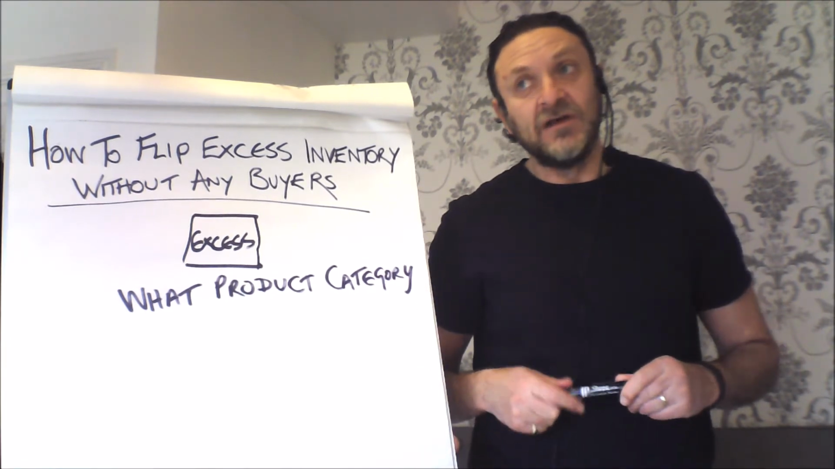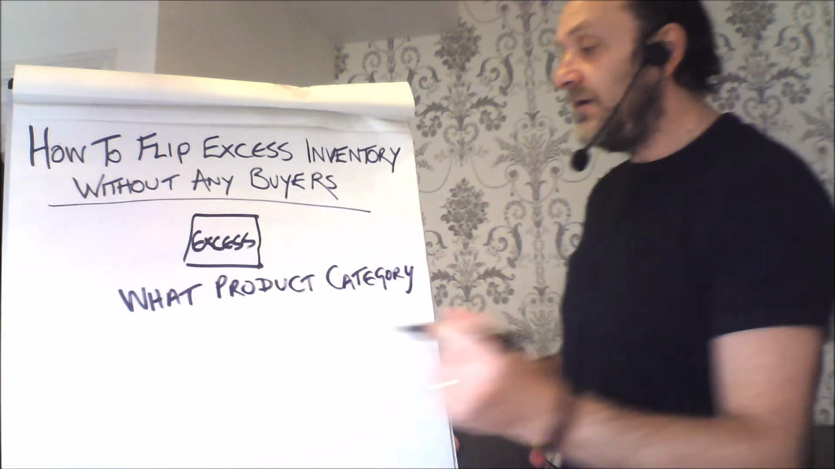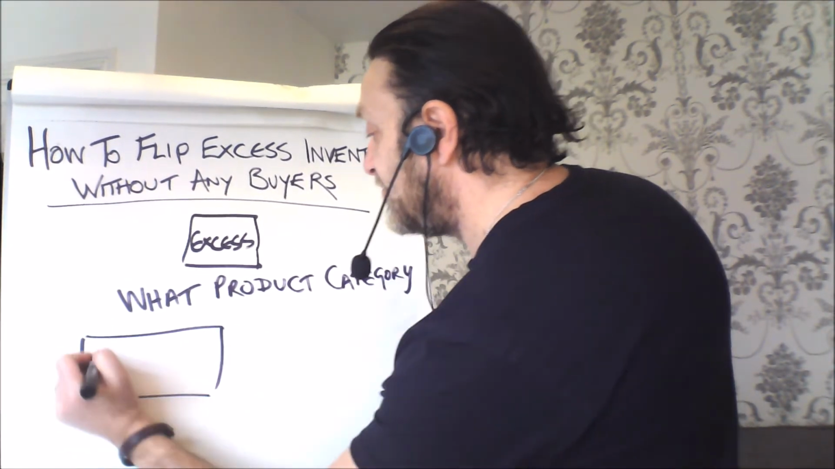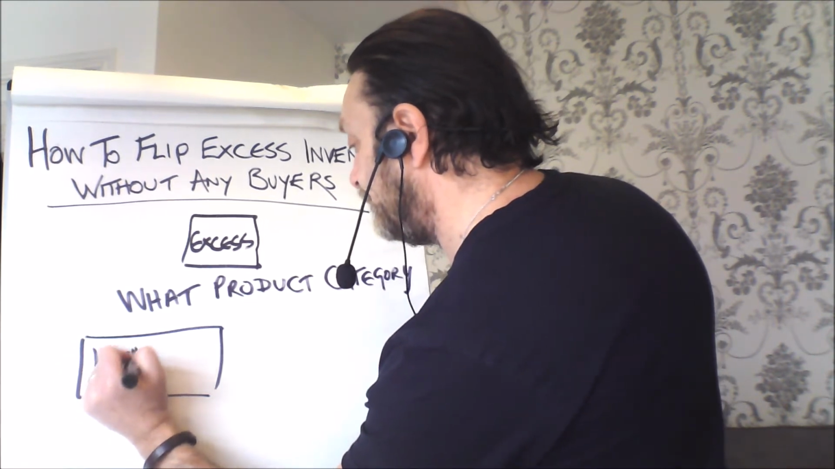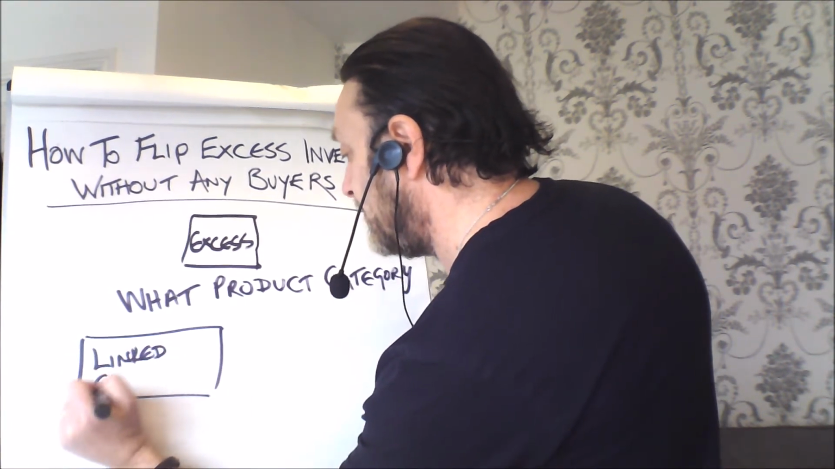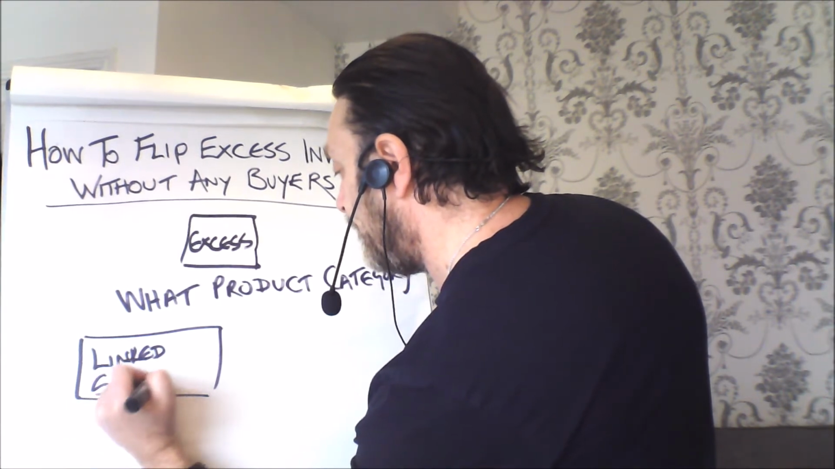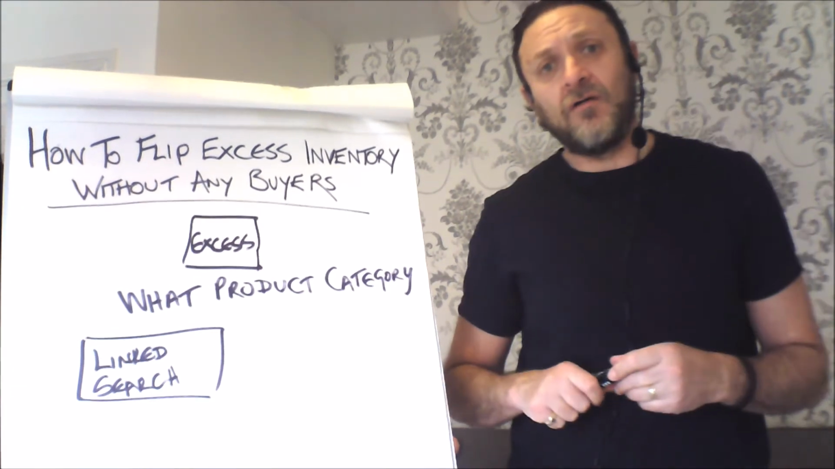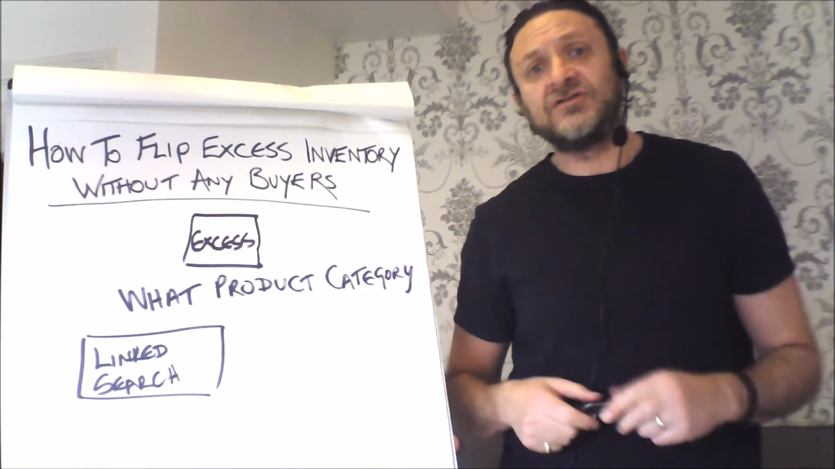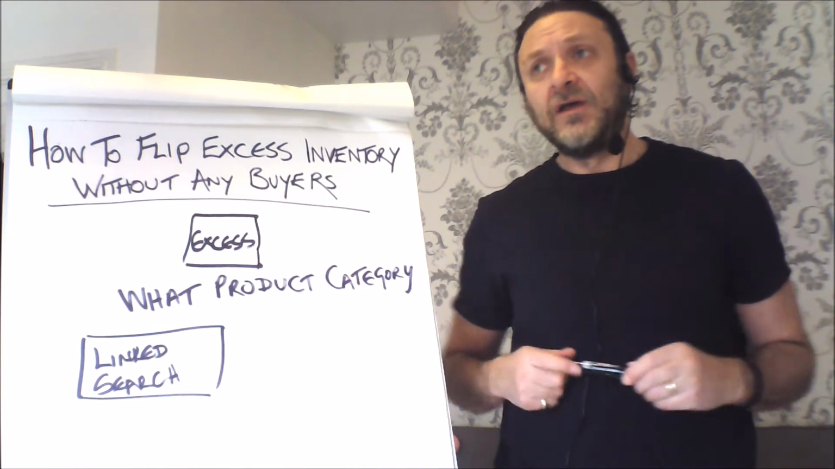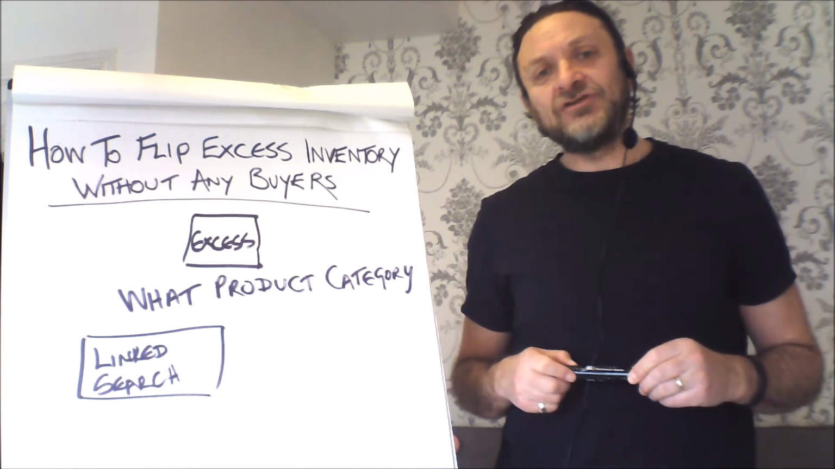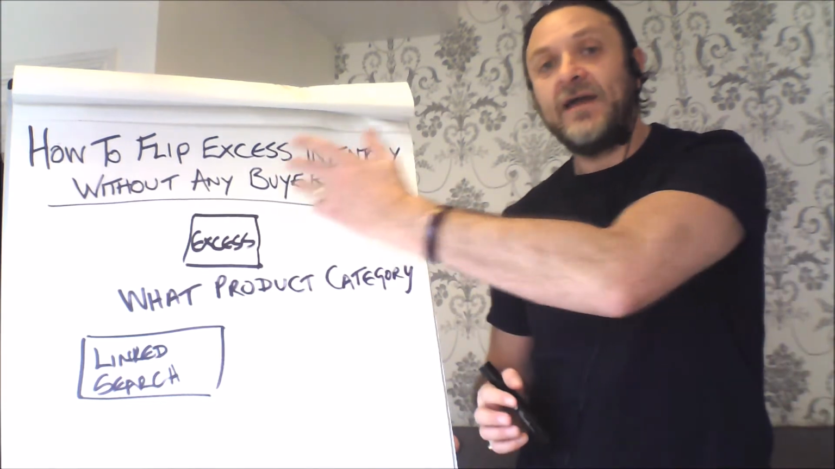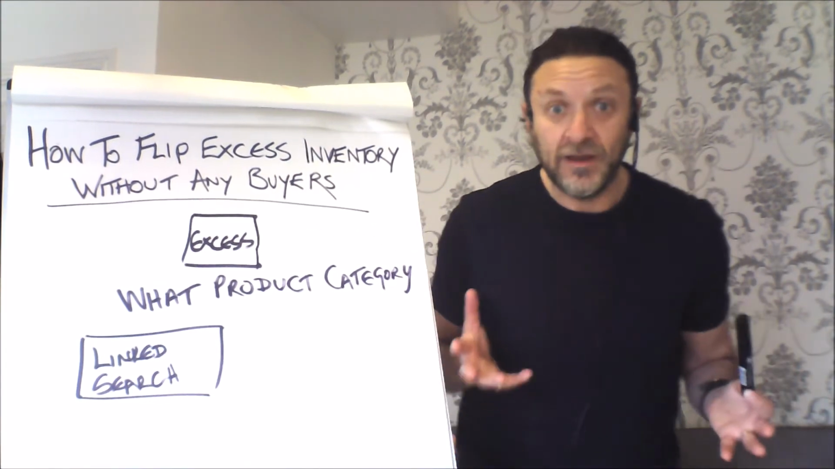Does that make sense? So the first method is what I call LinkedIn search. This is just a basic search of LinkedIn using the search box at the top of the LinkedIn page to find connections who are related to the excess inventory you've been offered.